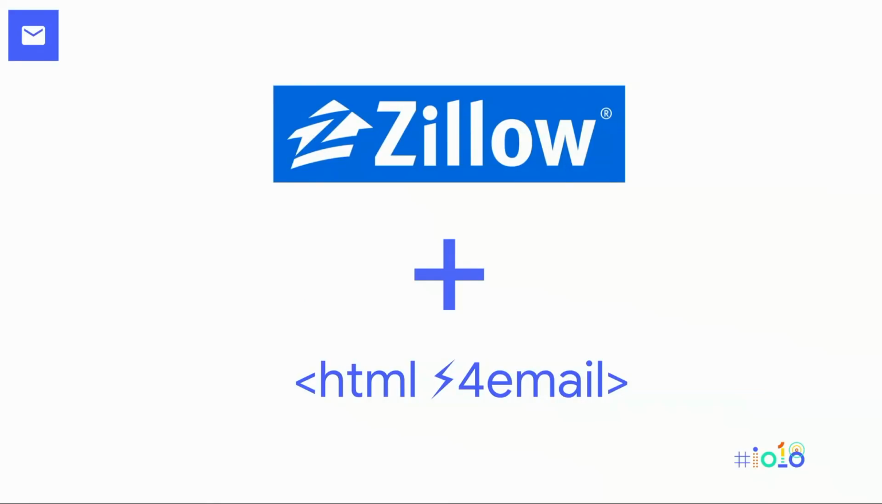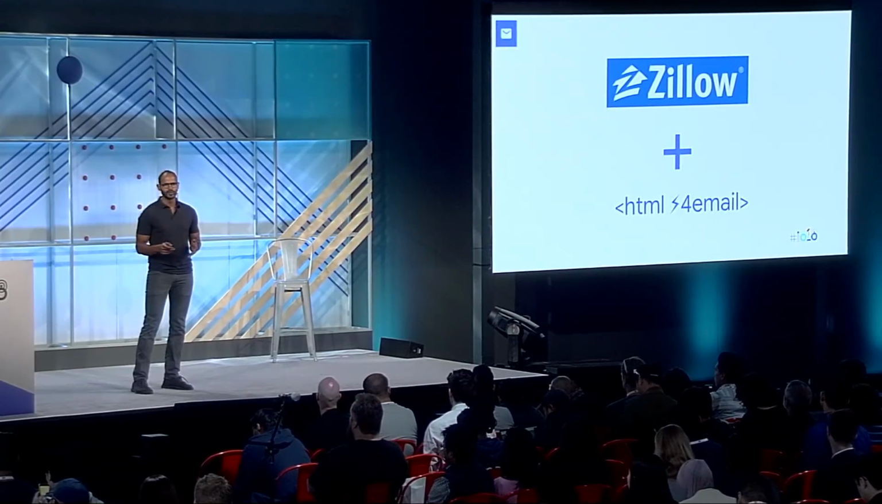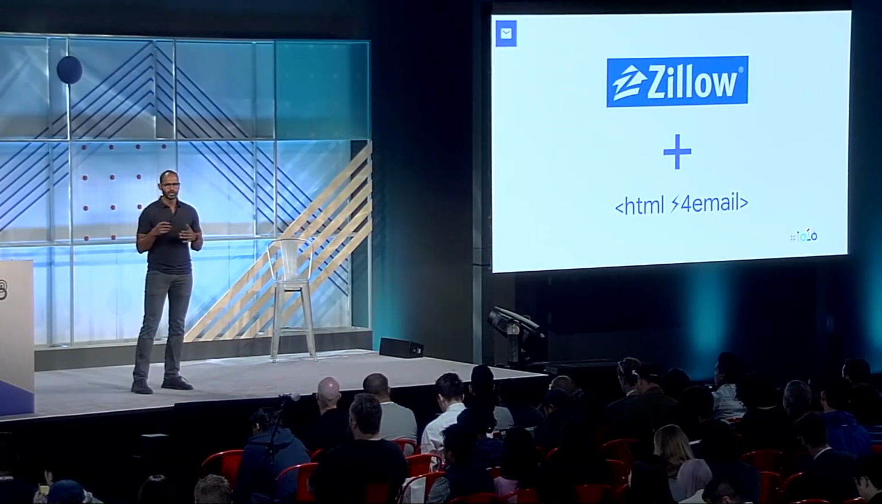The first is from Zillow. Zillow's goal is to help shoppers find their dream home, which of course is easier if shoppers tell Zillow what exactly they're looking for. With AMP for Email, a shopper can get from answering a few questions to personalized search results without ever leaving their email. Let's roll the video, please.